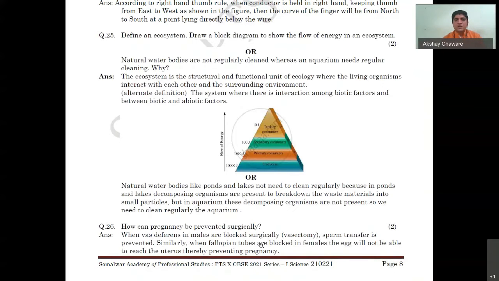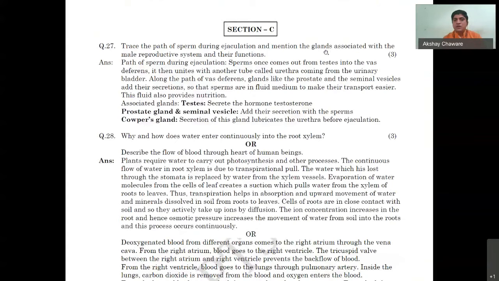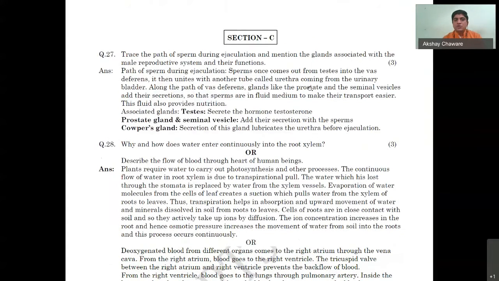Now in question number 27, trace the path of sperm during ejaculation and mention the glands associated with the male reproductive system and their functions. Many students have written the path of sperm during fertilization. But here we have to trace the path of sperm during ejaculation and mention the glands, in the male body only. Marks will be given for that, and for the glands of the male reproductive system and their functions also. So you have to mention the glands and their functions. It will carry marks.